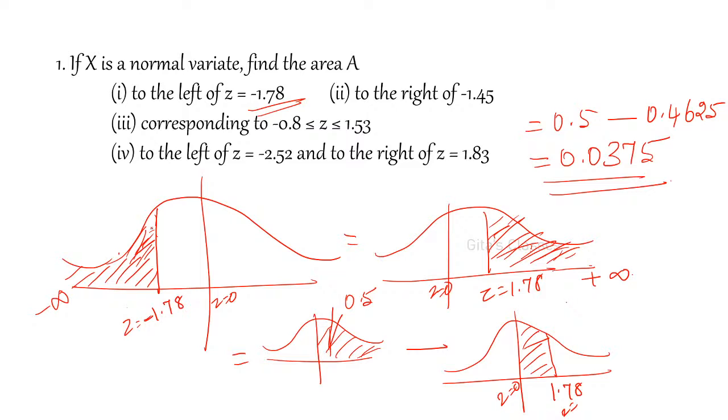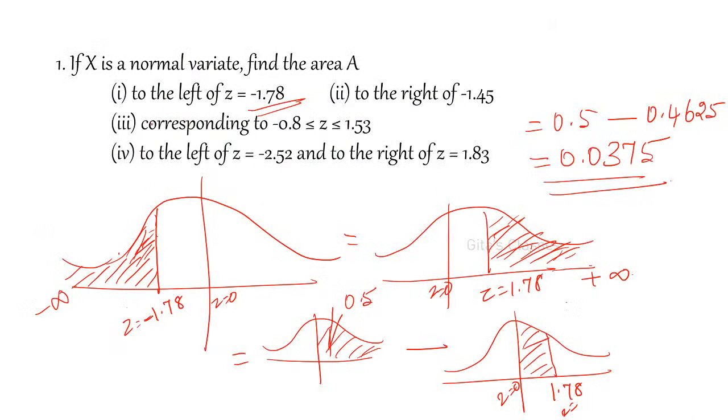A calculator, I'll tell you. After this, the same thing we'll use in the calculator also. Definitely, there is a shortcut. Very easily you can use it. All these things will take time, but you can find it out in the calculator. Okay, so we'll proceed to the next one: to the right of minus 1.45. I hope all of you understood this.